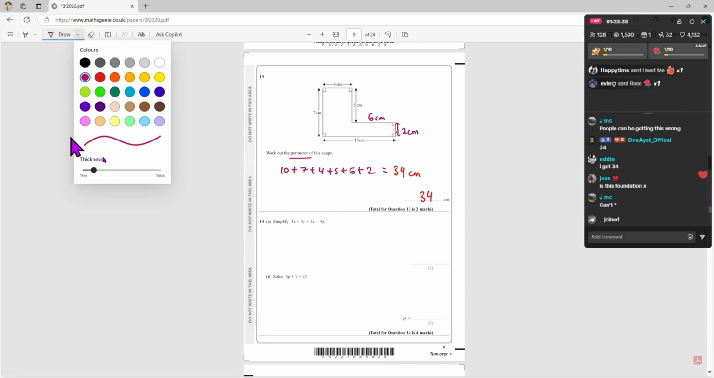So, yes, this is foundation, guys. This is foundation. How do I find the missing sides?